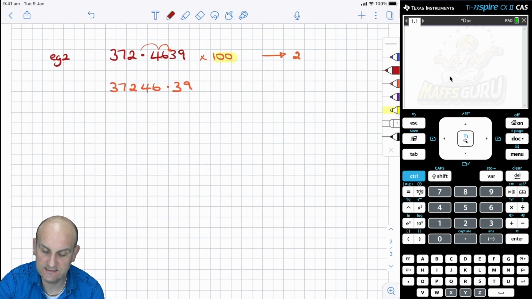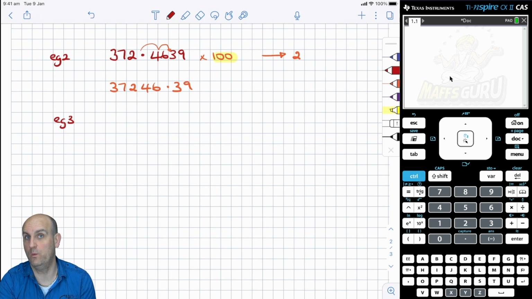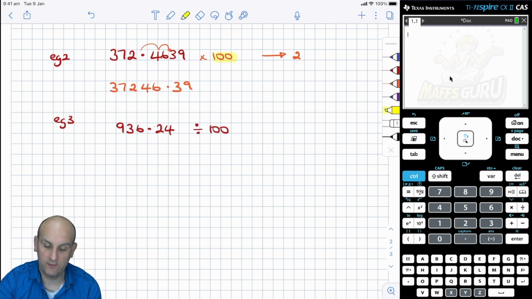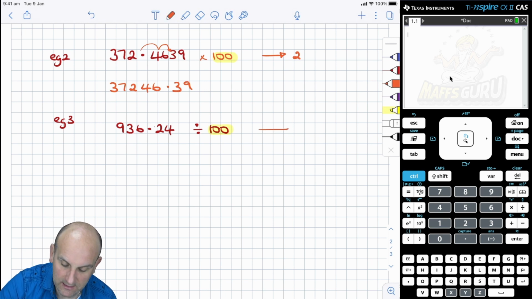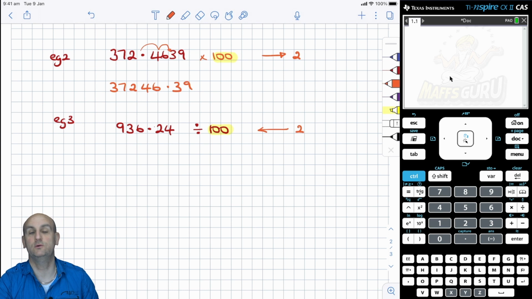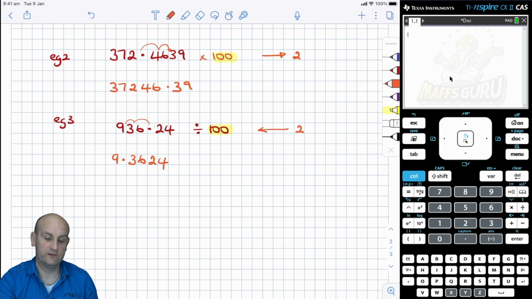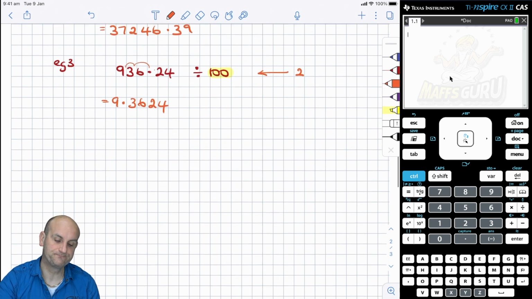And that works in exactly the same way as with division. But obviously when we divide, we're going to move the decimal point the other way. So if I had 936.24, and let's say I'm going to divide that by 100, because I'm dividing by 100, there's 2 zeros. So I'm going to now move my decimal place 2 places to the left. Okie dokie. So let's do that. It's going to move 2 places. So now it's going to be between the 9 and the 3. And the rest of the numbers just get written down as they are. So multiplying and dividing by 10, 100, 1,000, awesome.